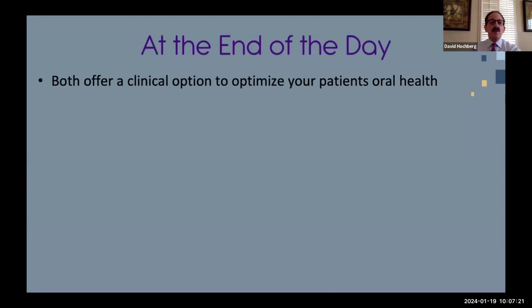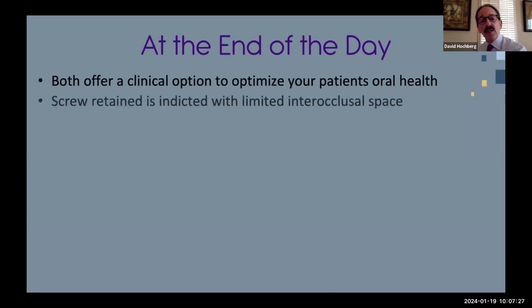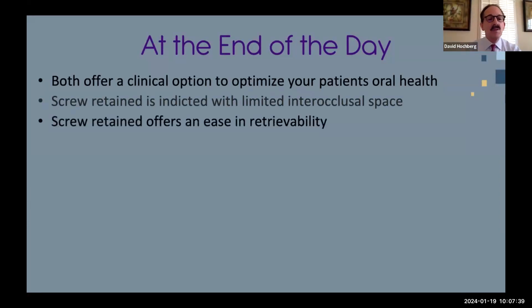Big picture. Both offer a clinical option to optimize your patient's health, both of them. The screw retained is indicated when there's a limited occlusal interspace that you need. That's when you have to use it. Screw retain offers an increased ease and retrievability for those who don't want to have to touch it with a diamond.